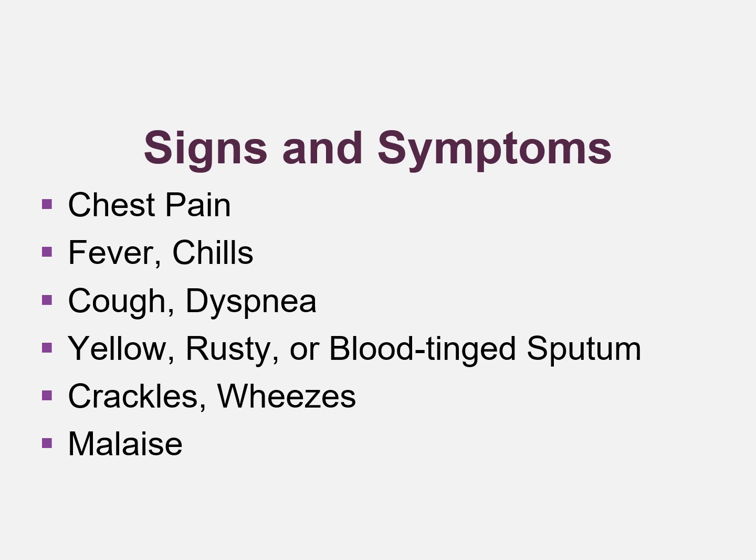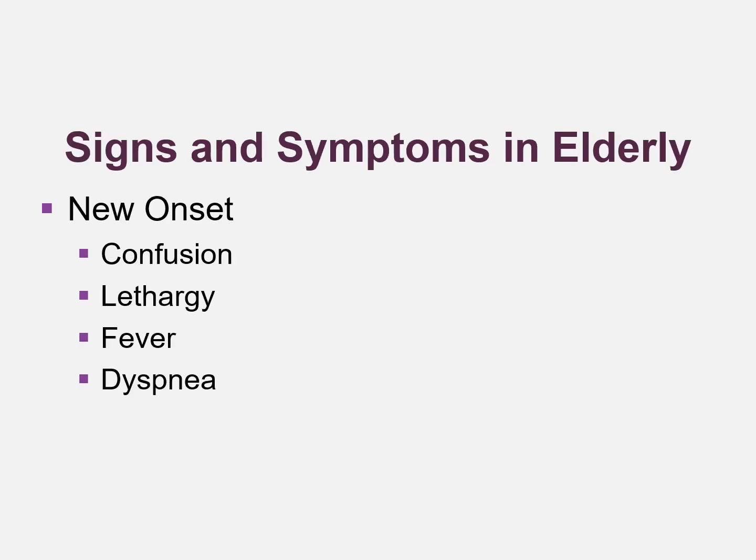Signs and symptoms are going to be chest pain, fever. Sometimes these patients have a high heart rate, chills, cough, dyspnea. They could have yellow, rusty, or blood-tinged sputum, crackles, wheezes, and just a general tiredness, lethargy, or malaise, not feeling well at all, and just feeling run down and like they're out of air, out of energy. In the elderly, especially if it's a new onset, you might see confusion, lethargy, fever, and shortness of breath.